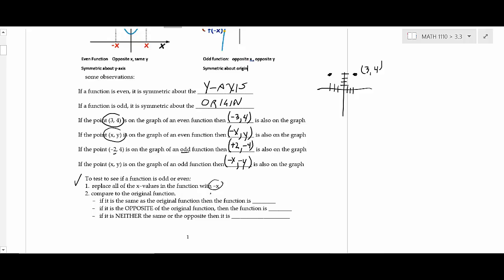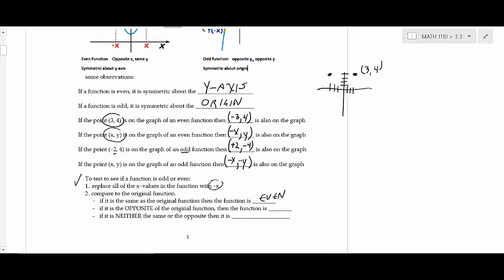That's kind of like what you did on symmetry. And the idea is if it's the same as the original function, then it's even. Because what that is saying is when x is opposite, y is still the same. Okay, that's what makes it an even function.